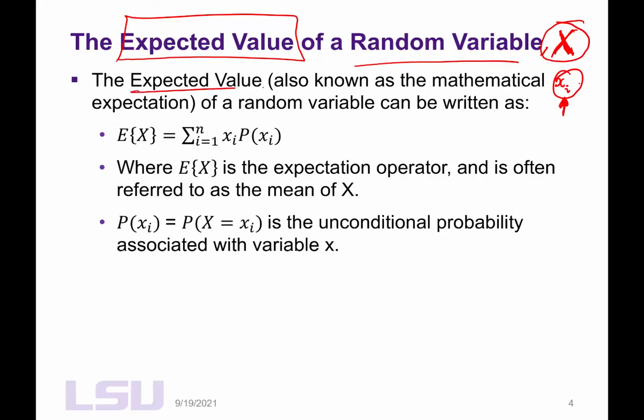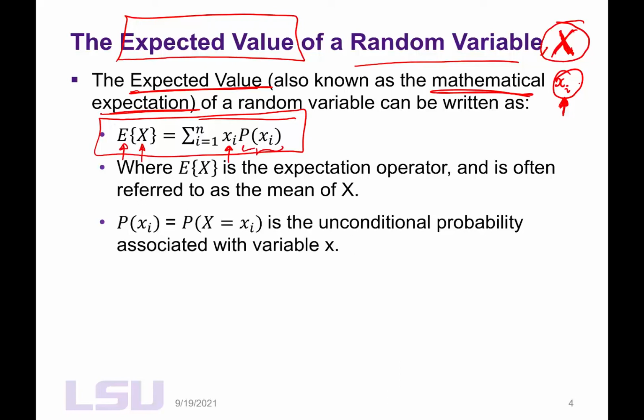So the expected value, which is also known as mathematical expectation, can be written as follows. So this is the expected value for a random variable X. So E for expectation is the sum of Xi, right, multiplied by probability.